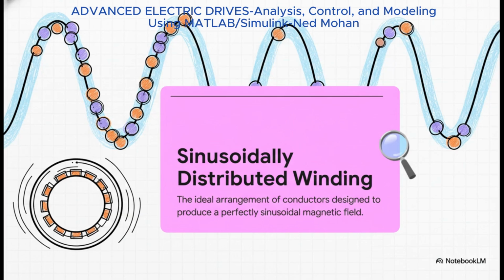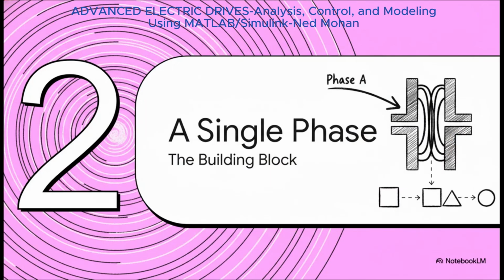And that brings us to the cornerstone of our whole model, the sinusoidally distributed winding. See, in an ideal machine, the conductors aren't just thrown in there randomly. No way. They are arranged with a very specific density pattern, and the whole point is to produce that perfectly sinusoidal magnetic field. By assuming our machine is ideal, we can create a model that is both elegant and, you'll see, incredibly accurate.